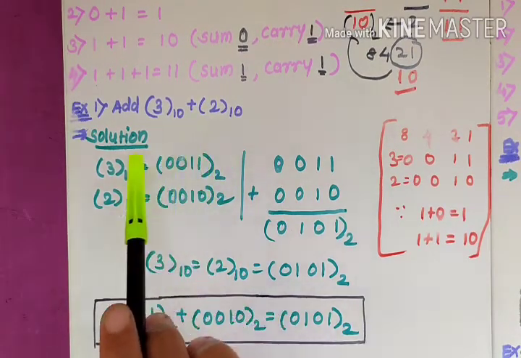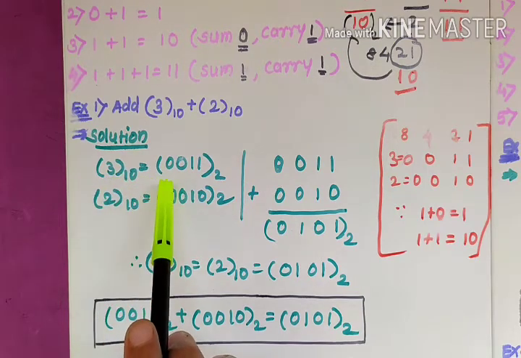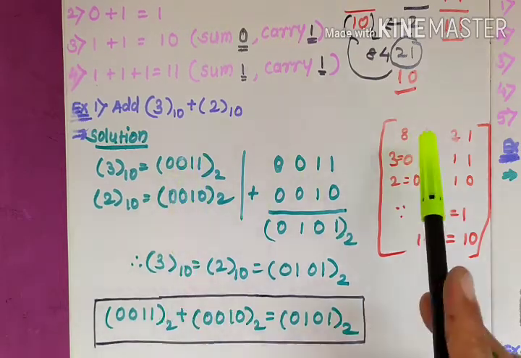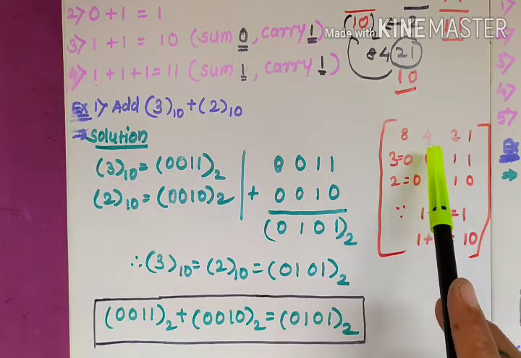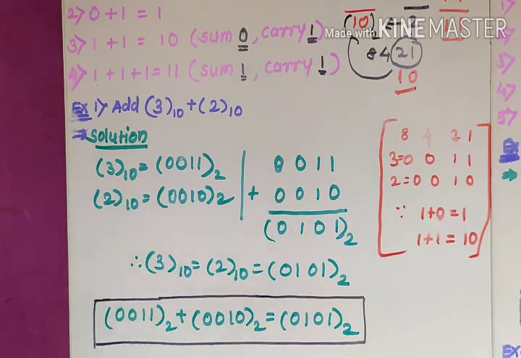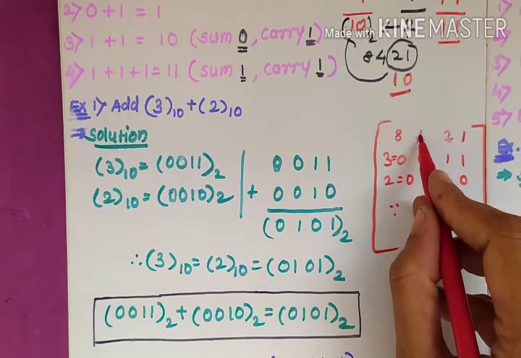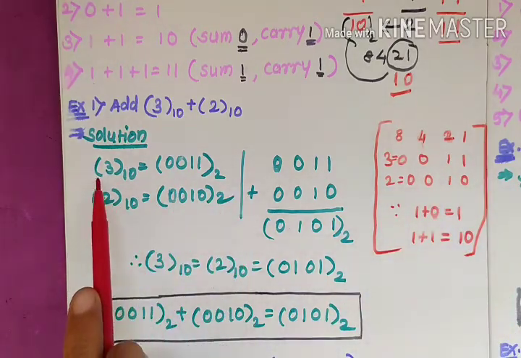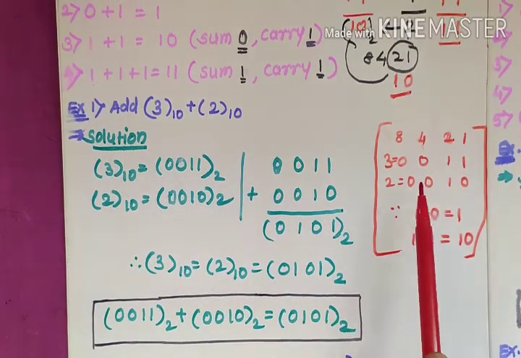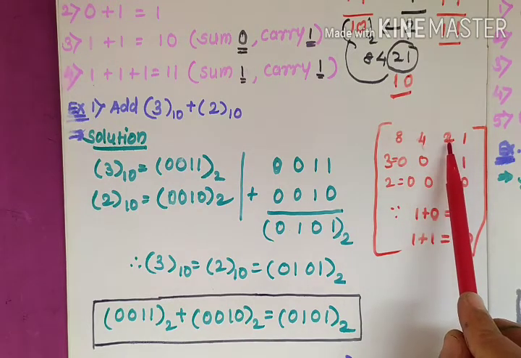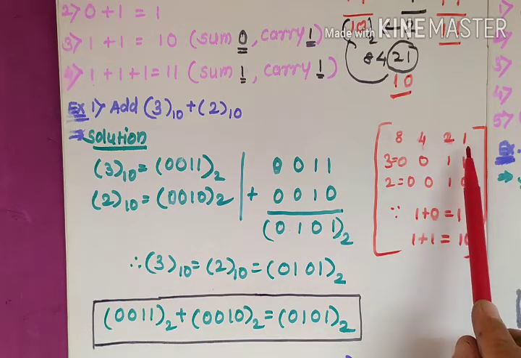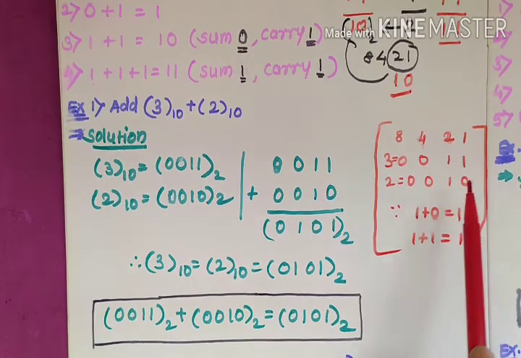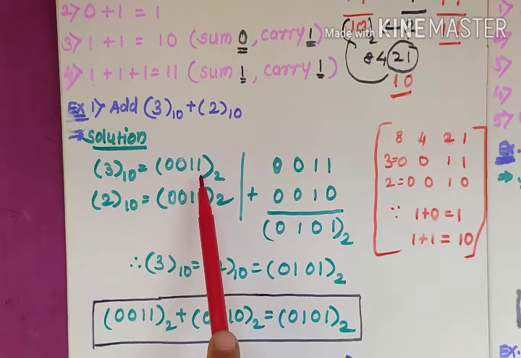Now, here 3 decimal is equal to 0011. How is it 0011? According to the 8421 code, if we have to represent 3 decimal in binary, then the addition of 2 and 1 will give 3, so we only write 1 below 2 and 1 and write 0 for the rest. You will get 0011, the binary equivalent of 3 decimal.